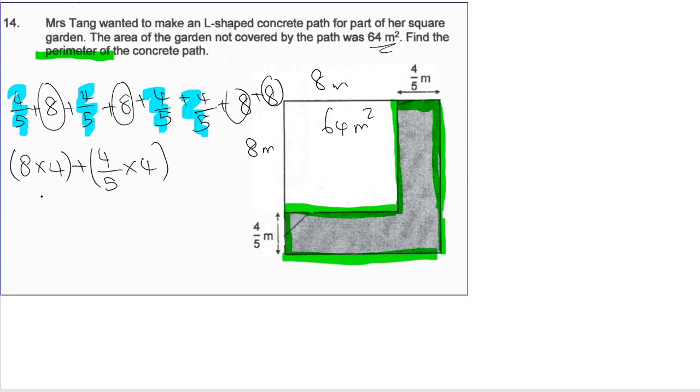Remember your order of operations. When there's add and times, I must do times first. So here is 32. Then here is actually 16 over 5. 32 add 16 divided by 5. You can use the calculator for this section, but you can also easily calculate it by yourself. 3 over 2. So the total is meter. That's all.